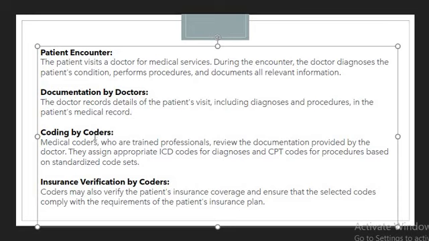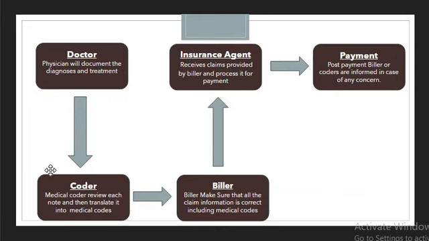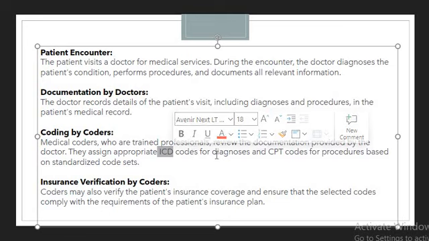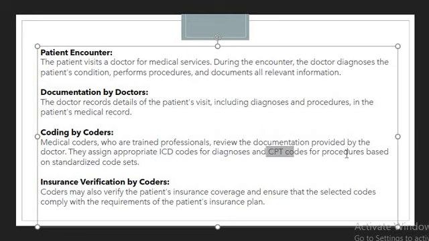Then coding by coders. Medical coders, who are trained professionals, review the documentation provided by the doctor. As I told you, coders are the ones who review the information provided by the doctor. They assign the appropriate ICD code, one of the standard ICD codes for diagnosis, and CPT code for procedures. So there are two things, diagnosis and procedures. For diagnosis we will refer to the ICD, and for procedures we will refer to the CPT, based on the standardized code sets.